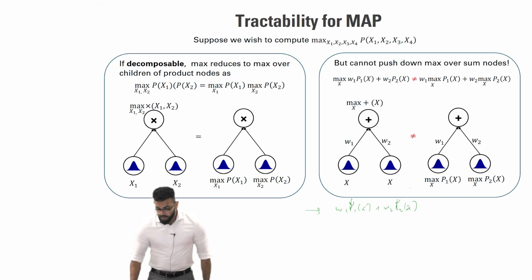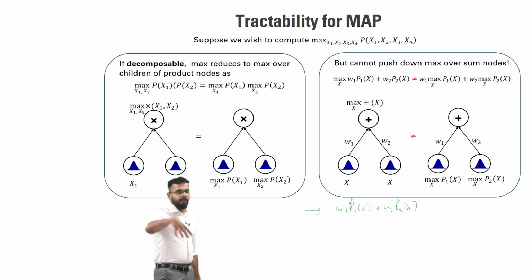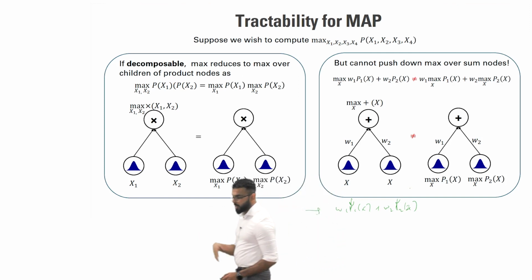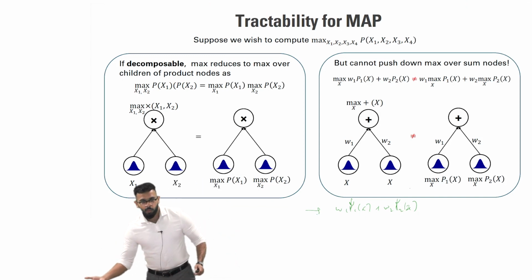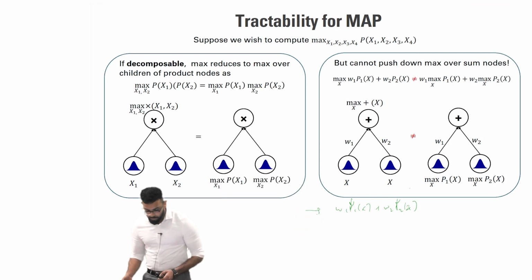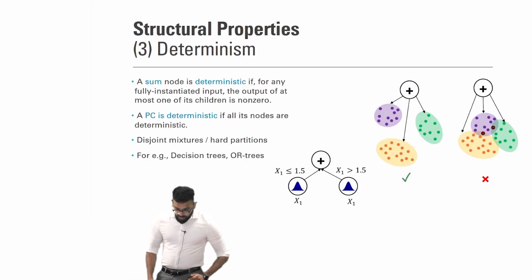So you cannot push down the max from a sum node to its children, right? So again, if you look back, things become intractable here. So what do we need to do when things become intractable? We need to define more properties. We need to define additional structural properties for your sum nodes to make MAP tractable. And that property is called determinism.